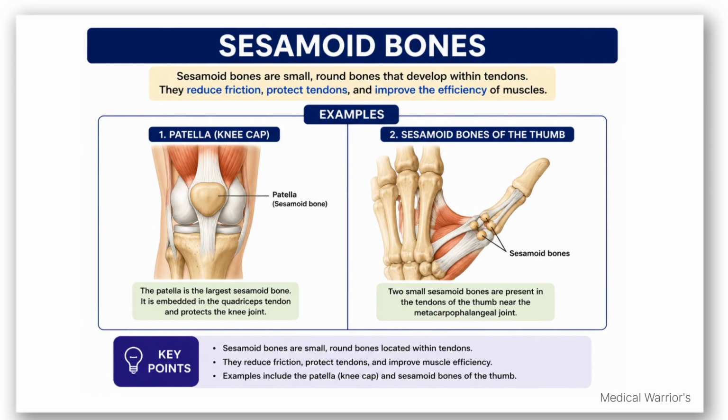Here are the images of sesamoid bones. First we can see the patella, the kneecap. The patella is the largest sesamoid bone. It is embedded in the quadriceps tendon and protects the knee joint.